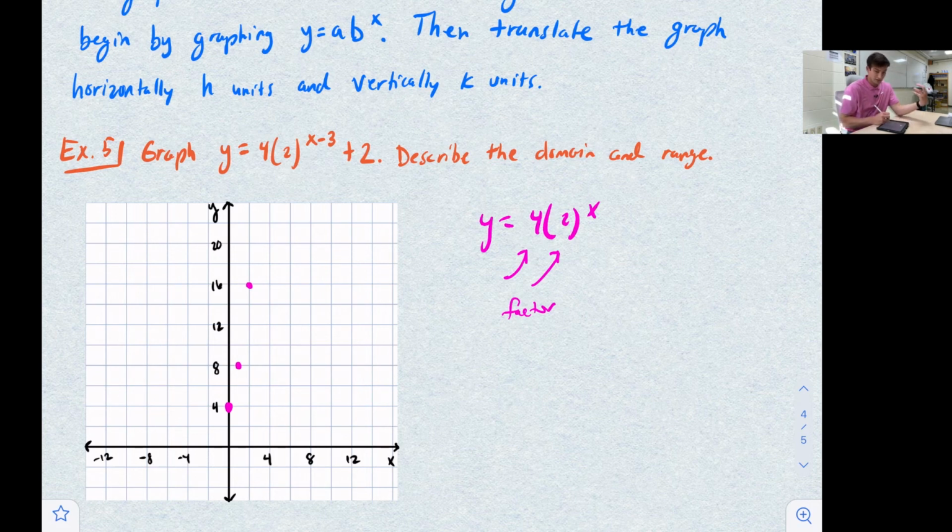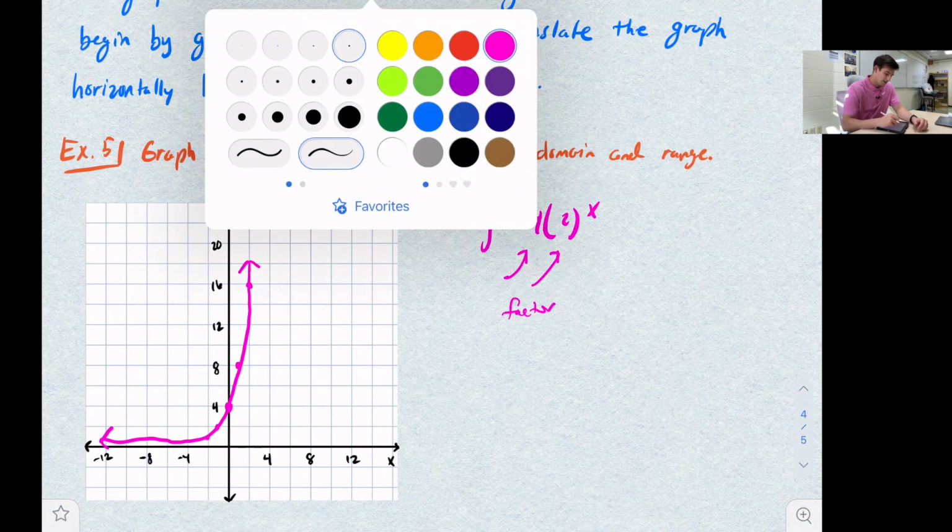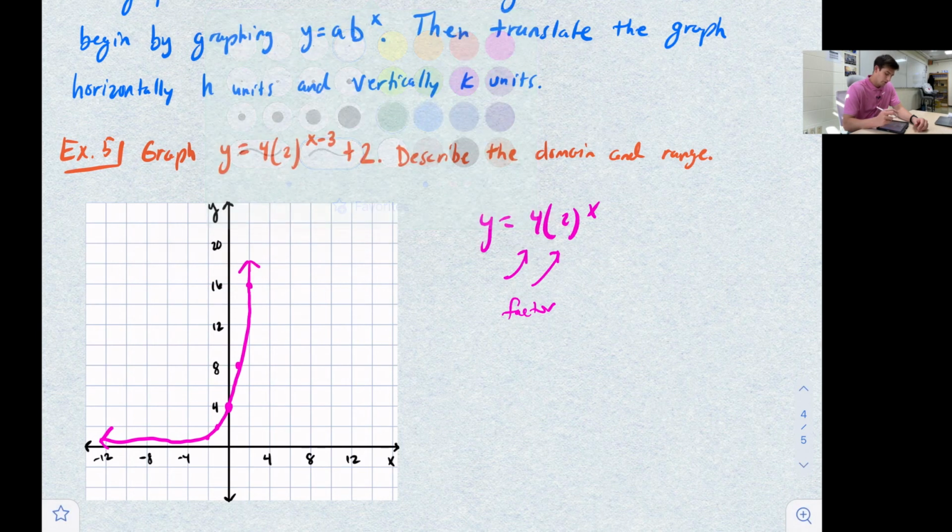So if I were to go left, if I move to -1, then we would be at 2, and at -2, we would be at 1. Okay, so now we can make our curve here through our points. Once again, approaching the x-axis but not crossing it. Got a little wiggly there, sorry about that. Okay, so now we can look at h and k and we can move our points.